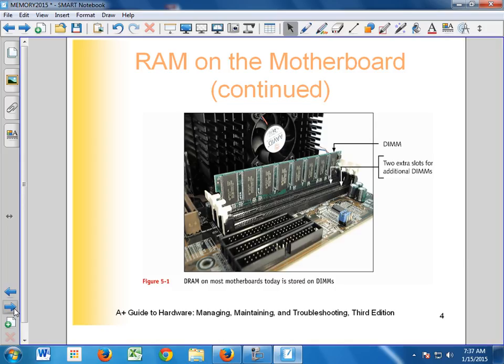One of the articles you guys are going to read in the process of this chapter is called How Much Memory Do I Need in My Computer? Because a lot of people don't know.